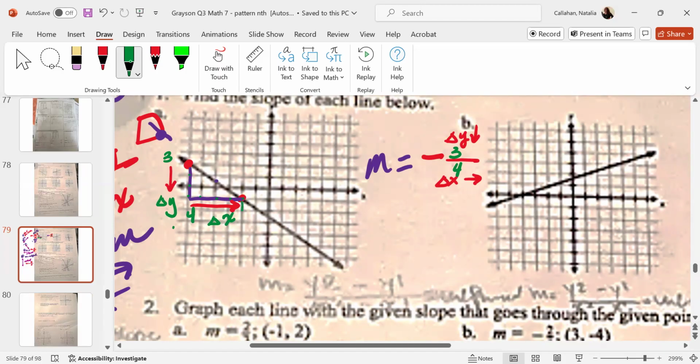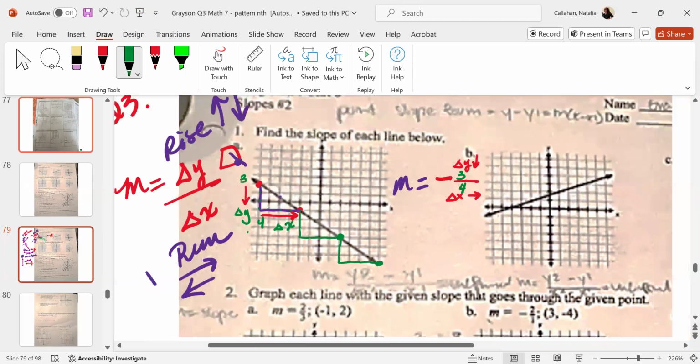So let's try it. Go down 1, 2, 3 over 1, 2, 3, 4. Does it look like it's on another corner right there? Go down 1, 2, 3, over 1, 2, 3, 4. That's the other corner. So your answer is negative 3 over 4. Does that make sense? So let's try the next one.